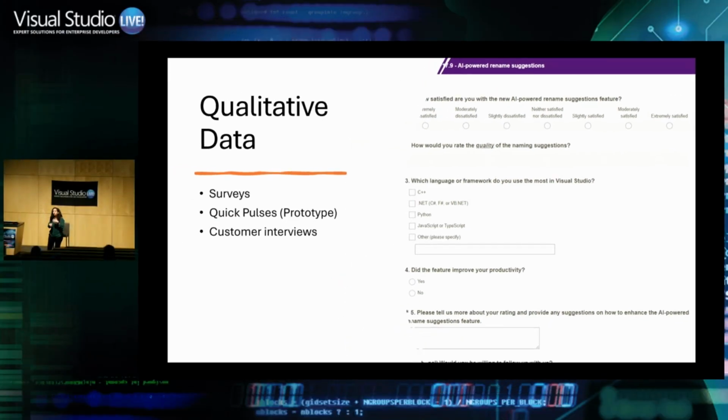So when you're building your own application, you want to combine qualitative and quantitative data so you can understand how well your feature is doing. We have quick pulses, like I said. You meet with a customer, you show them the application or the feature, and you have them throw darts at it. And customer interviews as well.